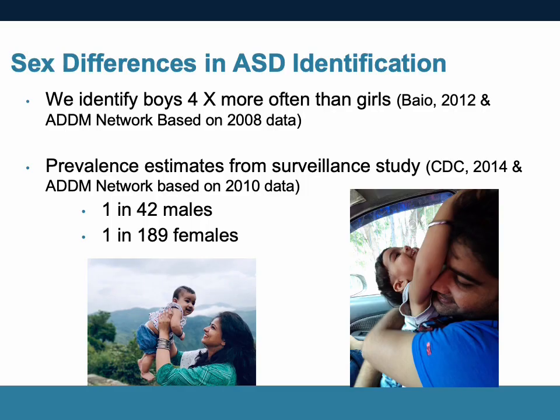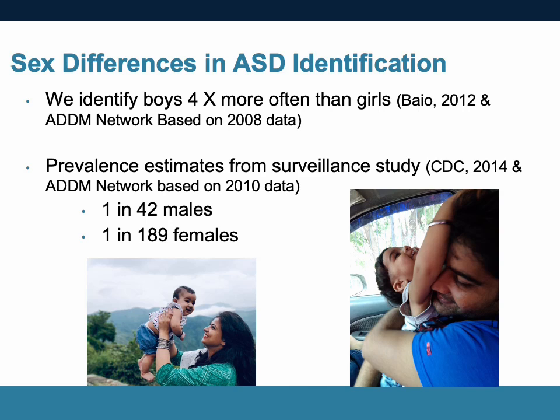As many of you know, we identify boys about 4 times more often than we identify girls with autism spectrum disorder. In fact, the prevalence estimates from several well-designed studies tend to suggest that 1 in 42 males presents with significant symptoms of autism, and 1 in 189 females also present with these symptoms, through the surveillance methods that are done in public health work, which is primarily record review.